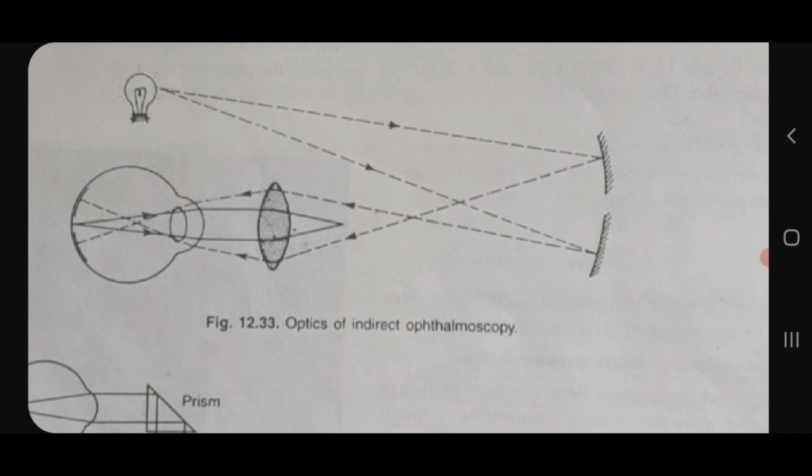So what is the advantage? We can have a greater field of vision. Compared to direct ophthalmoscopy, we can get a greater field of vision in indirect ophthalmoscopy.